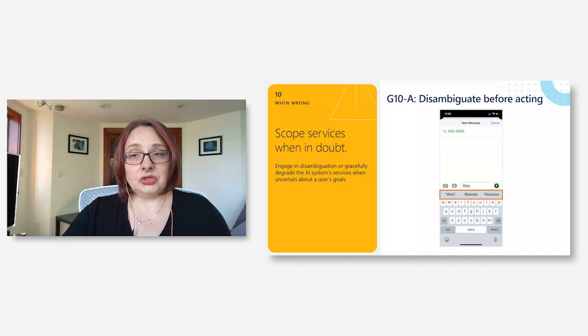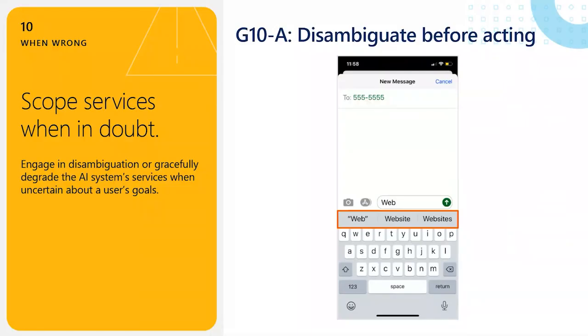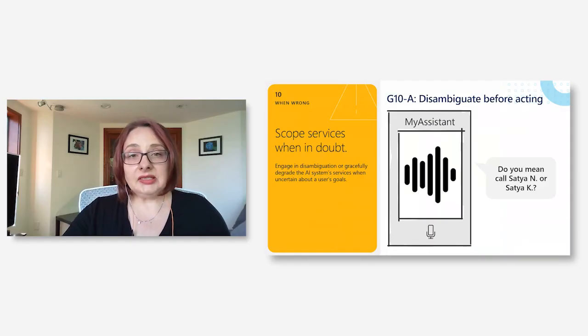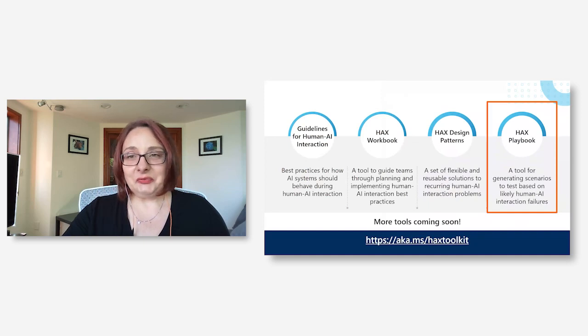In this case, I'm going to show you one of the examples, and this is a predictive keyboard that disambiguates before acting by asking the user which one of the 3 likely words below the user was intending to type. So in this case, disambiguate before acting for our voice assistant is really something like, who do you mean to call? Do you mean to call Satya N or Satya K? So with that, I've provided you an overview of the HAX workbook and the design patterns, and I'm going to hand it over back to Saleema to talk to you about the HAX playbook.